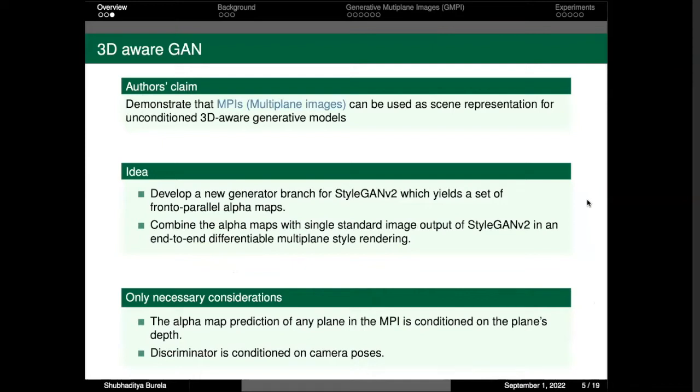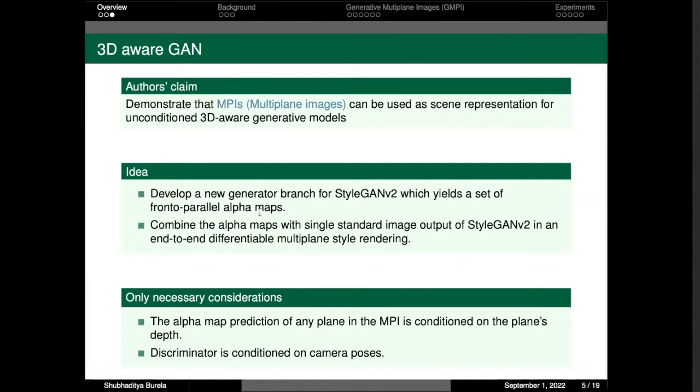So far we have seen that 3D GANs based on the explained ideas are computationally expensive. So to circumvent this problem, the authors have demonstrated that a concept of multiplane images can be used as a scene representation for unconditioned 3D aware generative models. So what is the basic idea behind this? The authors develop a new generator branch for an already developed model, StyleGAN v2, which is very popular, which yields a set of fronto-parallel alpha maps in a spirit similar to the multiplane images.